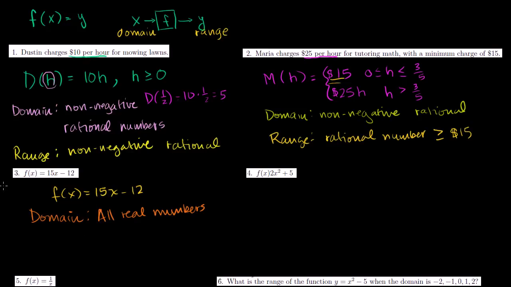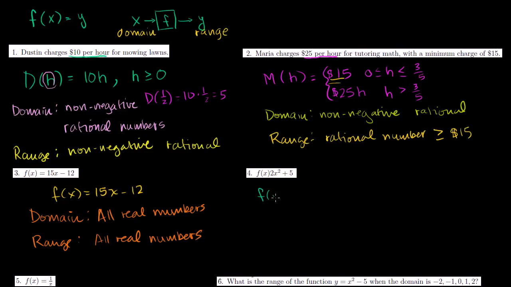And then, what is my range? Well, once again, this can take on any value out there. I can get to any negative value if I make x negative enough. I'm going to subtract 12 from it, but I can get to any negative value. I can get to 0. I can get to any positive value. So this is also going to be all real numbers.